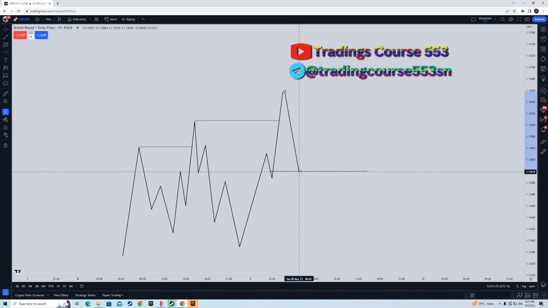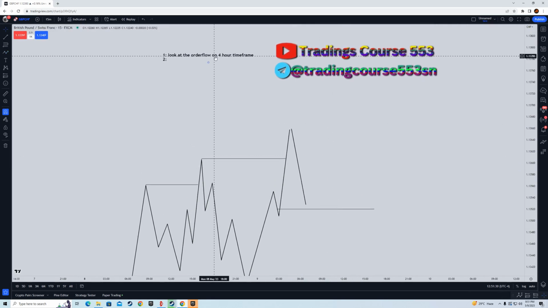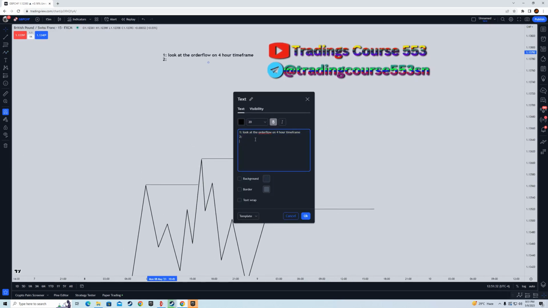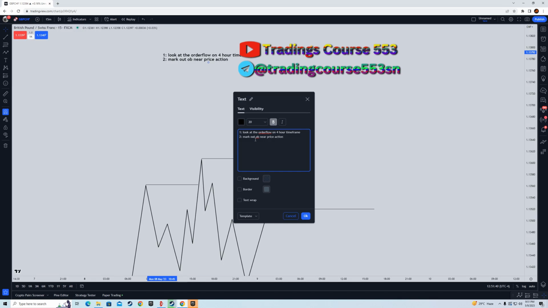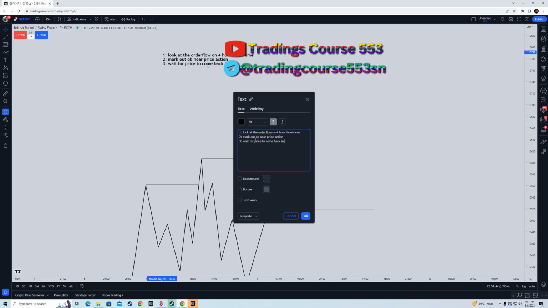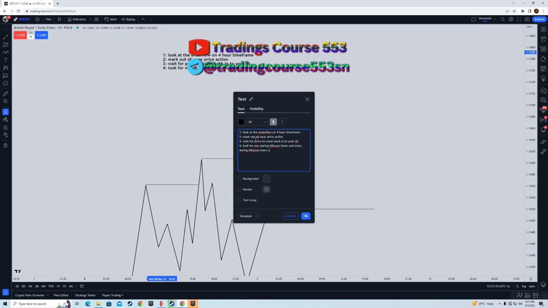Once that happens, we drop down to the 15-minute time frame. You mark out the OB near price action, wait for price to come back into your OB, look for a market structure shift during the kill zone, and enter during the kill zone as well.